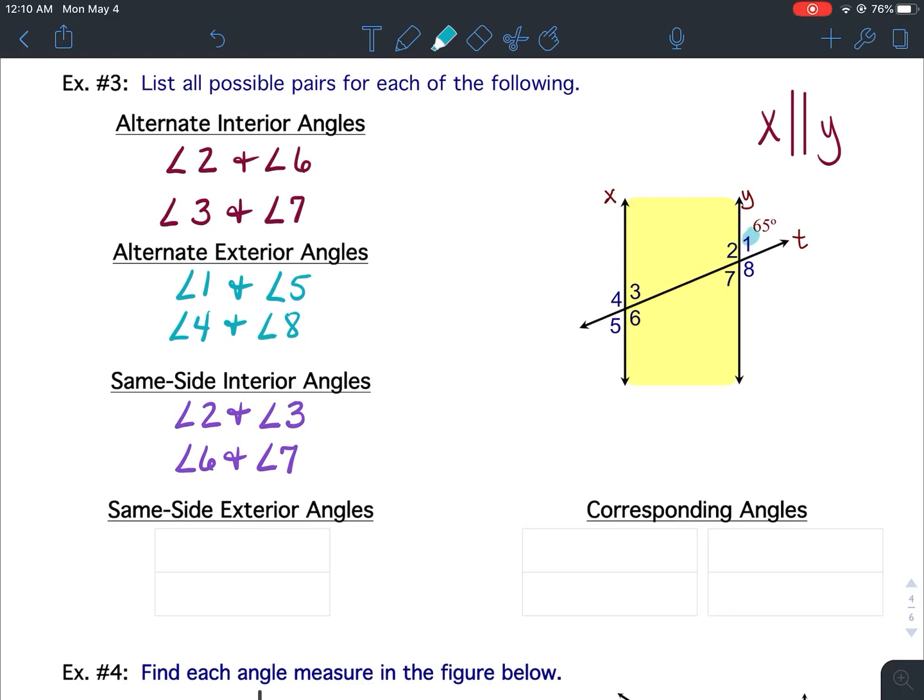What is the exterior angle on the same side as angle 1? That would be angle 4. 1 and 4 are both exterior and on the same side. Same with 5 and 8. 5 and 8 are both exterior and they're on the same side. So 5 and 8 would be same side exterior angles. So 1 and 4 and 5 and 8. Pause your video, get that written down.